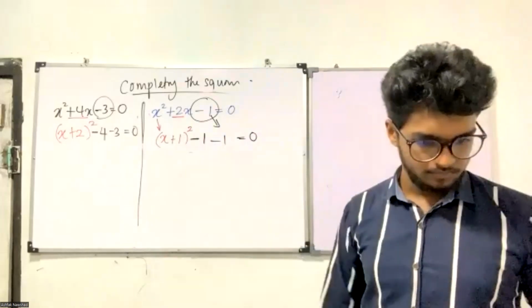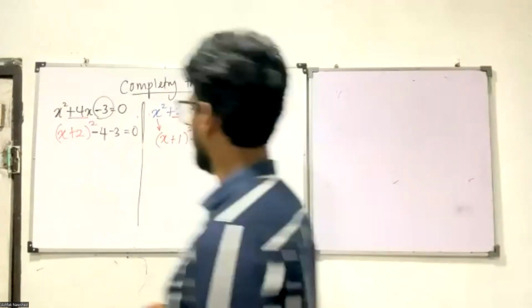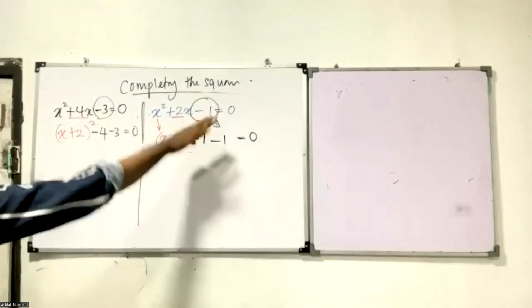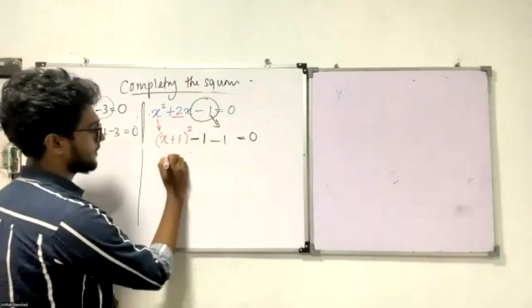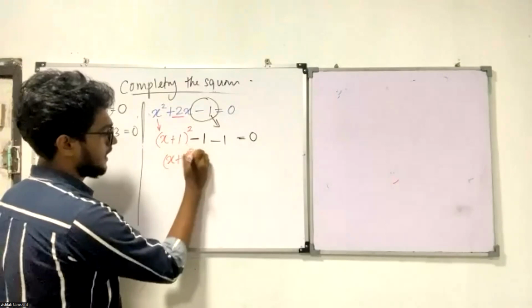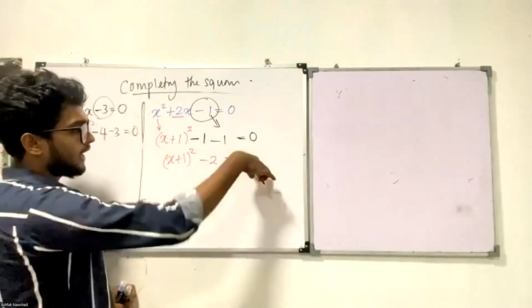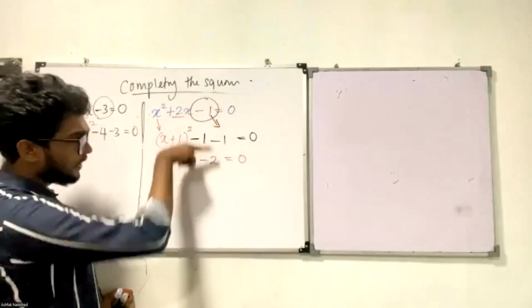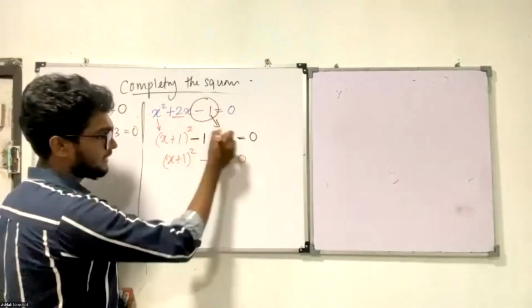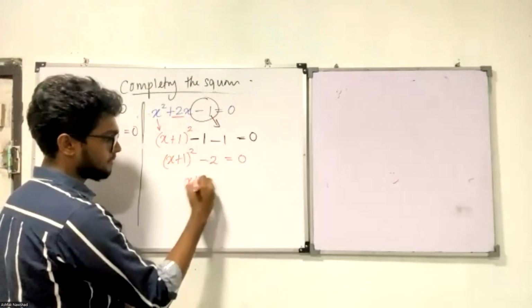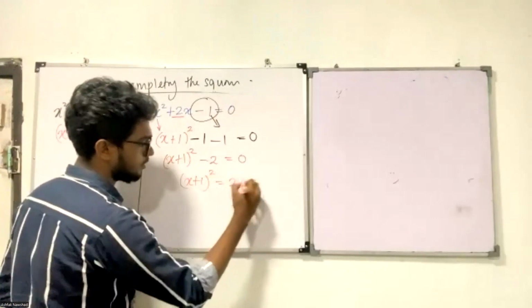Are these two clear? Good. Now we'll have to solve like a normal equation. Keep this as it is, and minus 1 is minus 2. Now you can take this to the other side. After doing these steps, you can take this. At this step also you can take. Correct? x plus 1 squared is equal to 2.